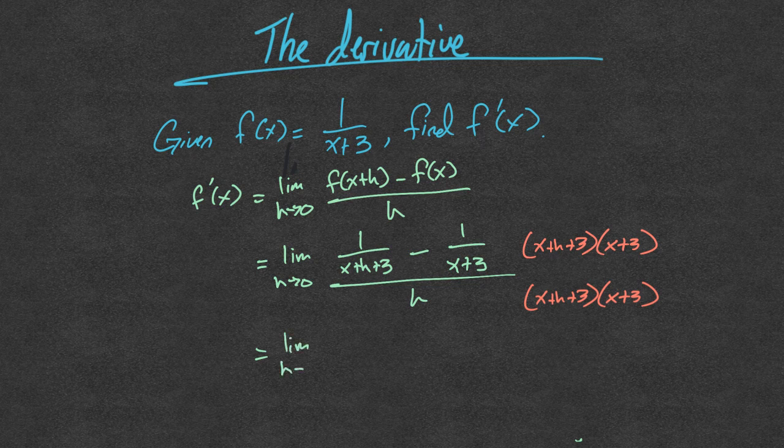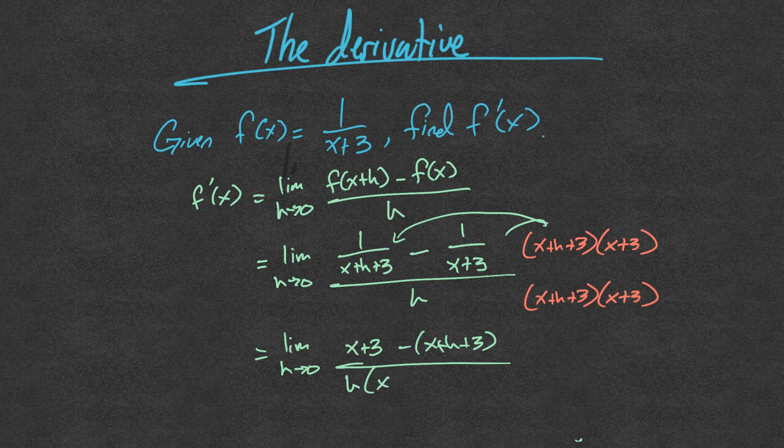So we have the limit as h goes to 0. When I multiply this into that factor, the first factor of x plus h plus 3 cancels, and I'm just left with this x plus 3. And then minus, when I multiply this into the second one, the x plus 3's cancel, just leaving me with this x plus h plus 3. And in the denominator, I just multiply all of this stuff together, x plus h plus 3, and then times x plus 3.